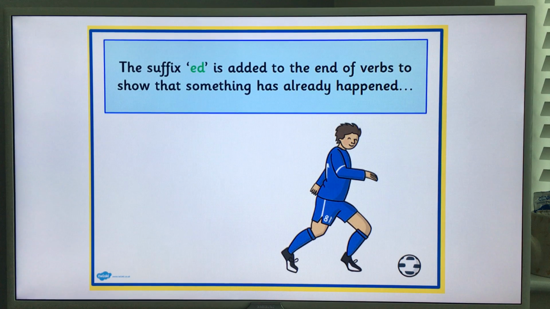If you add the suffix ed onto the end of a verb, it shows that something has already happened. So for example, if you take the root word kick and add ed, you get kicked, showing that you have kicked the ball.